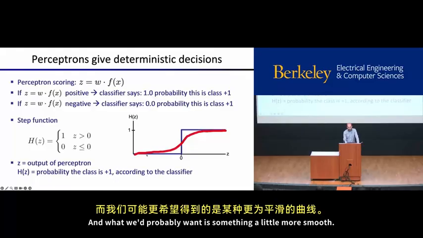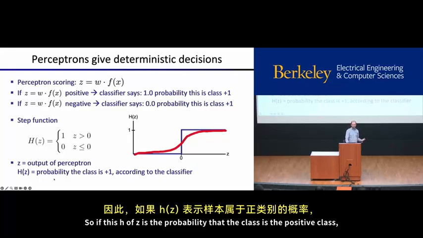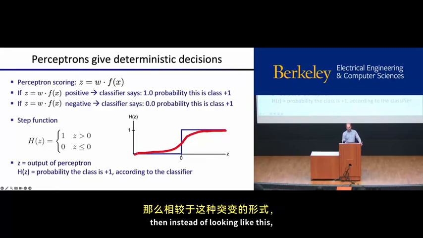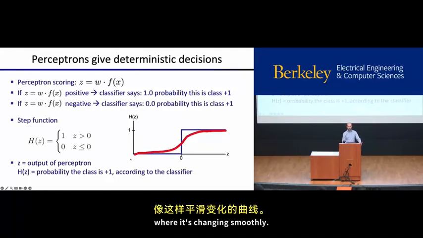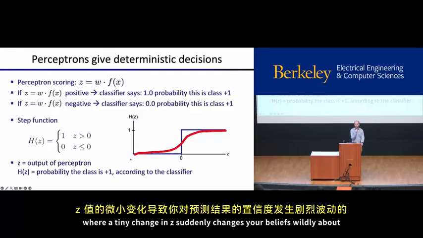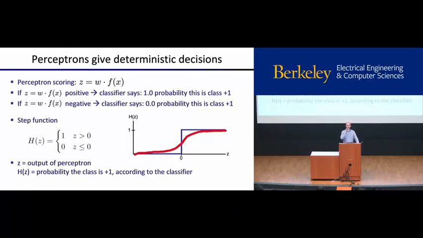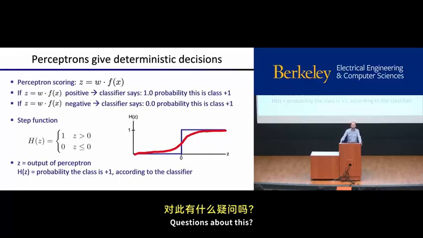And what we'd probably want is something a little more smooth. So if this h of Z is the probability that the class is the positive class, then instead of looking like this, it would probably be better to have something that's looking like this, where it's changing smoothly. You never have a situation where a tiny change in Z suddenly changes your beliefs wildly about what you're going to see. Questions about this? Okay.